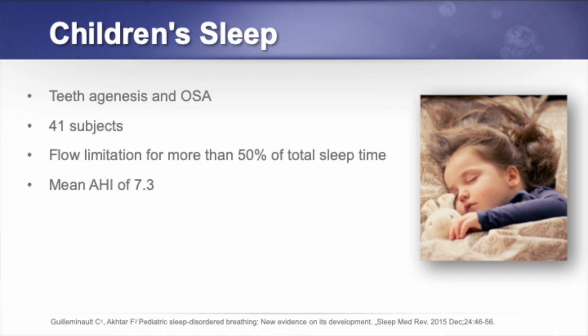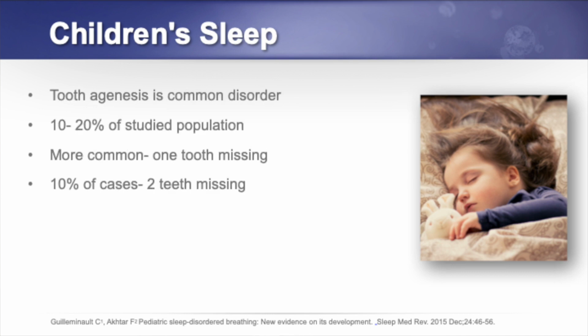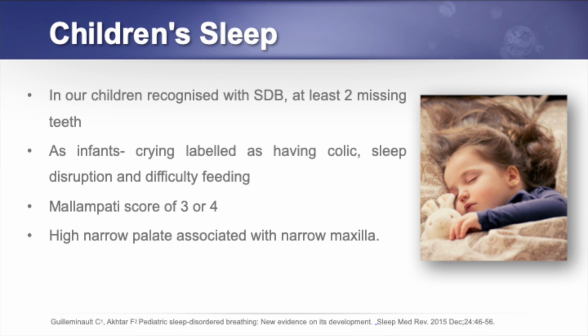Tooth agenesis and obstructive sleep apnea. This paper is looking at 41 subjects and they had flow limitation for 50% of total sleep time. Their average AHI was 7.3. And tooth agenesis is a common disorder. It's between 10 to 20% of the studied population. More common is one tooth missing, but in 10% of cases there are two teeth missing. The children recognized in this paper with sleep disordered breathing had at least two missing teeth.